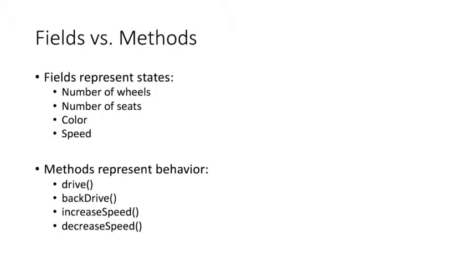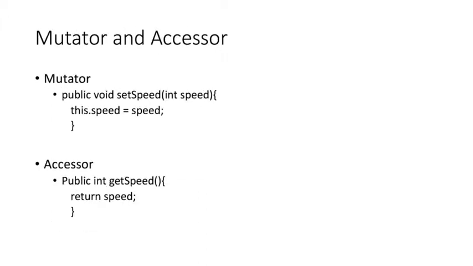Also, the methods, or the actions, of the car can be drive, backDrive, increaseSpeed and decreaseSpeed, which are common behaviors of a car. We can declare methods in the format of the return type of the method plus the method name plus the brackets with parameters inside. Then we will have another bracket with the action that we want to do in this method inside. There are two special methods in a class, which are mutator and accessor.